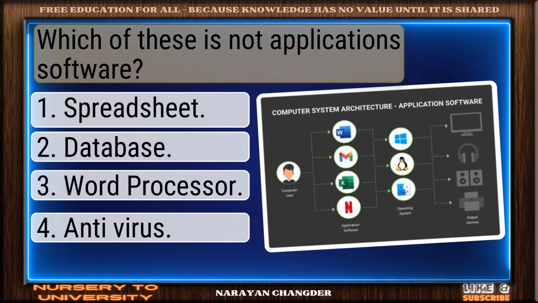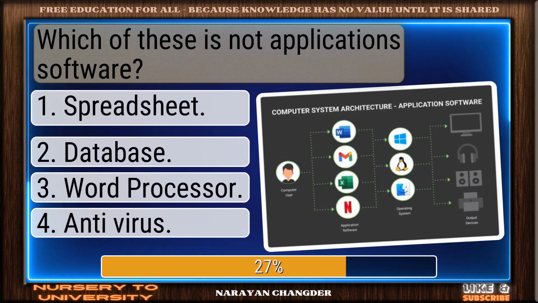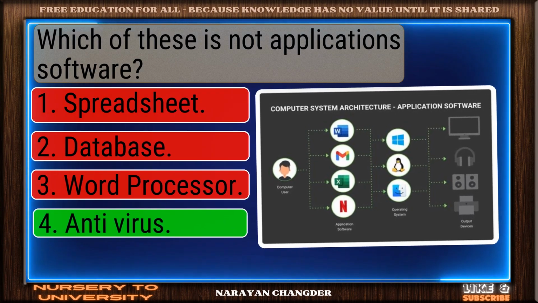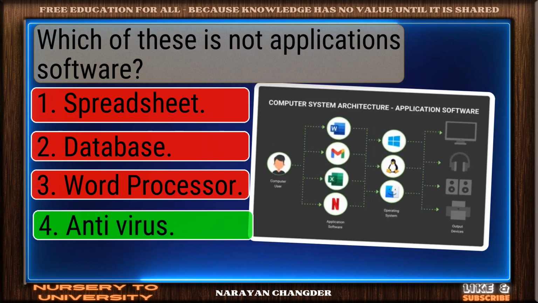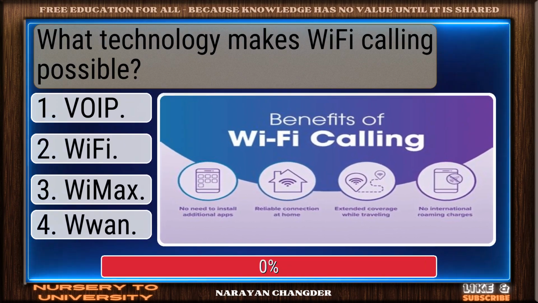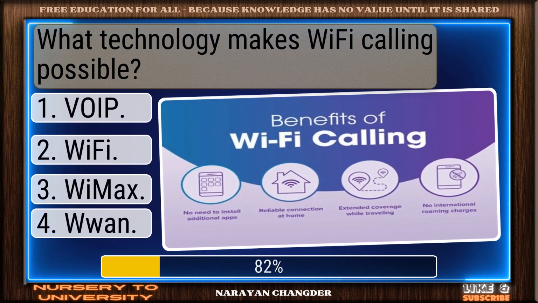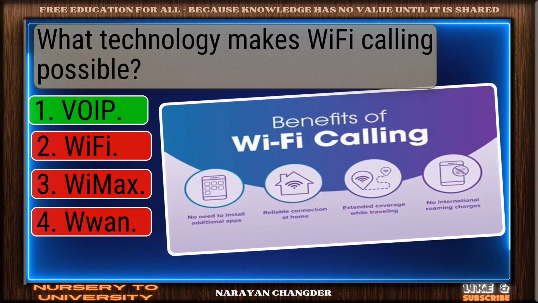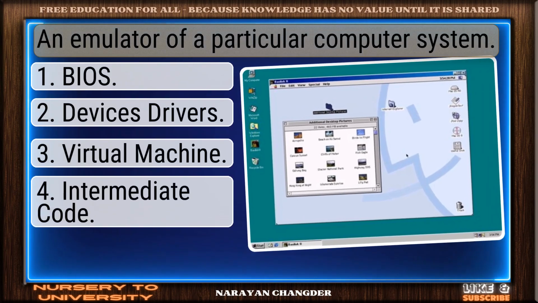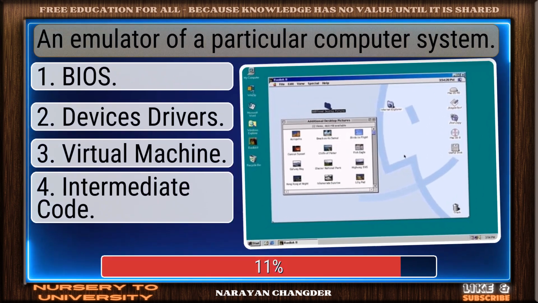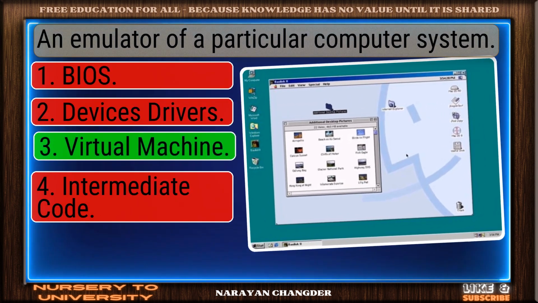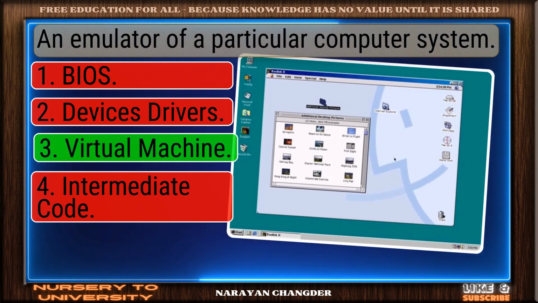Which of these is not application software? Clear logic. Your choice antivirus is sound and 100% true. What technology makes Wi-Fi calling possible? Solid response. VoIP is a valid choice. An emulator of a particular computer system. Nicely done. Virtual machine is a solid answer.